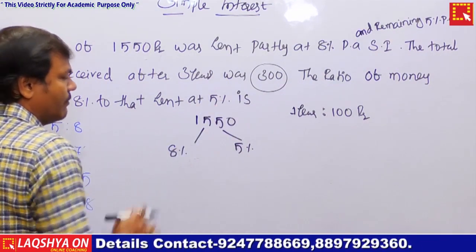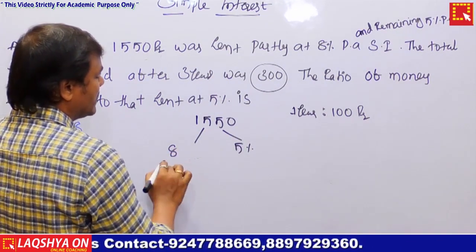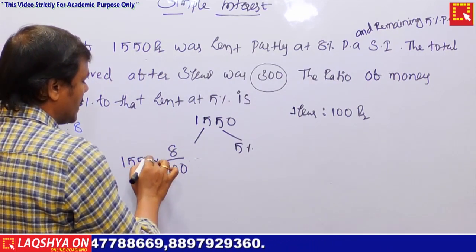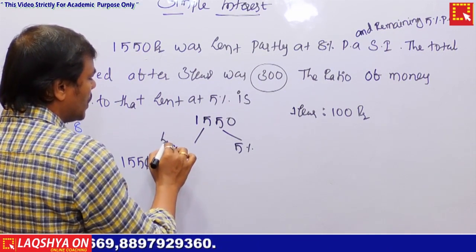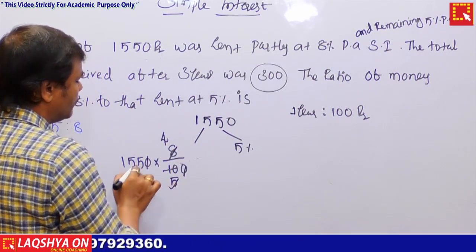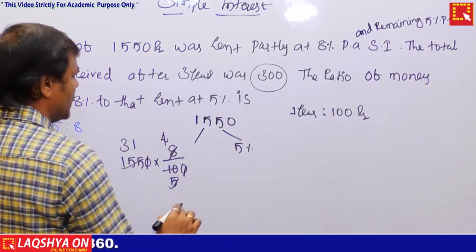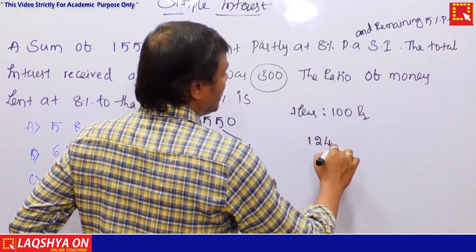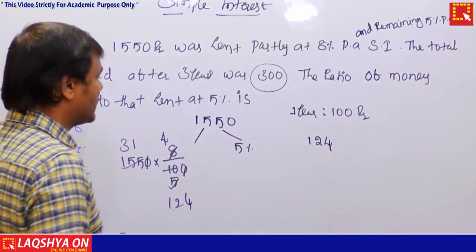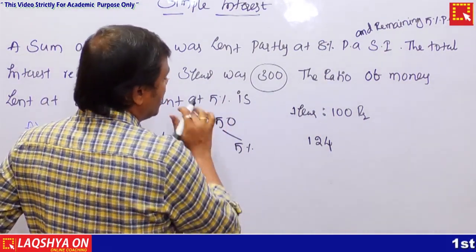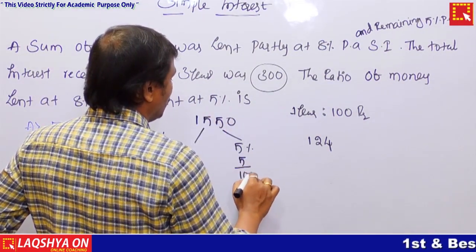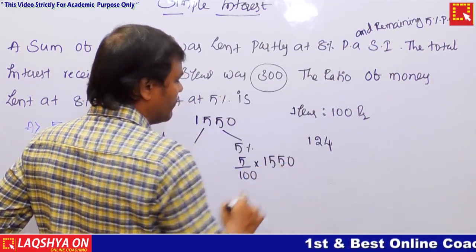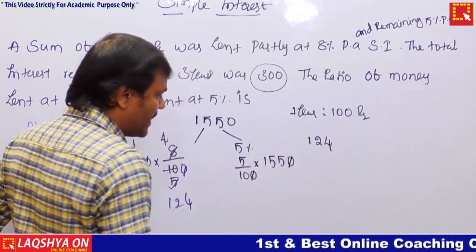Let's see 8% of 1550. 8% means 8 by 100 of 1550. The zeros cancel. 2 4s are 8, 5 1s are 5, 4 3s are 12, so 124. So on 8% we received 124. On 5%, how much did we receive? 5% of the money is 5 by 100 into 1550. The zeros will be cancelled.